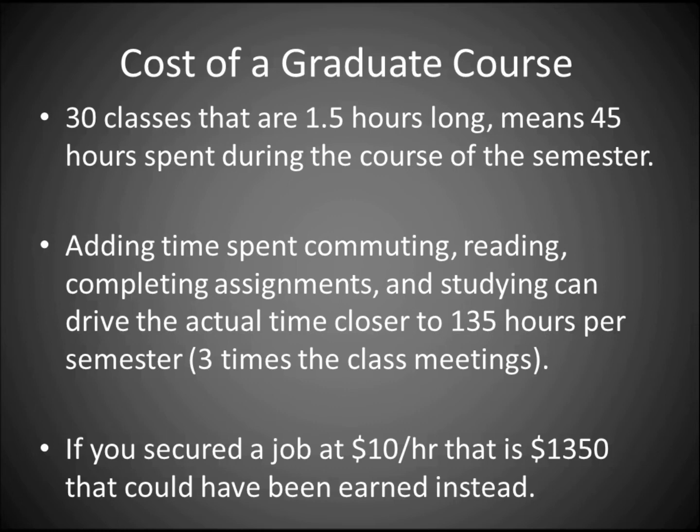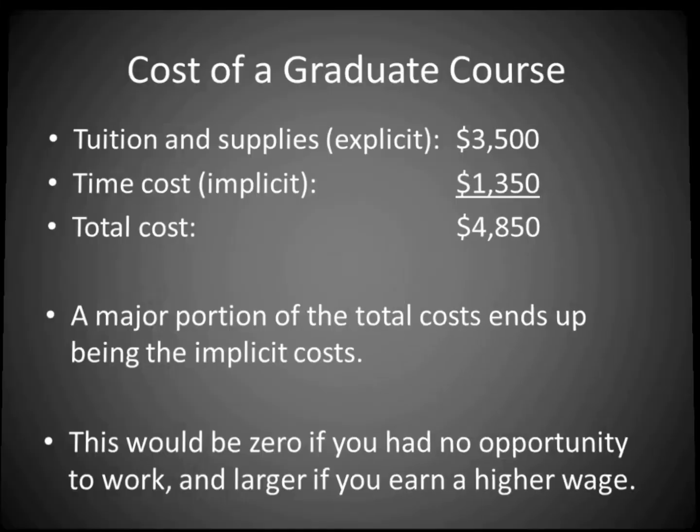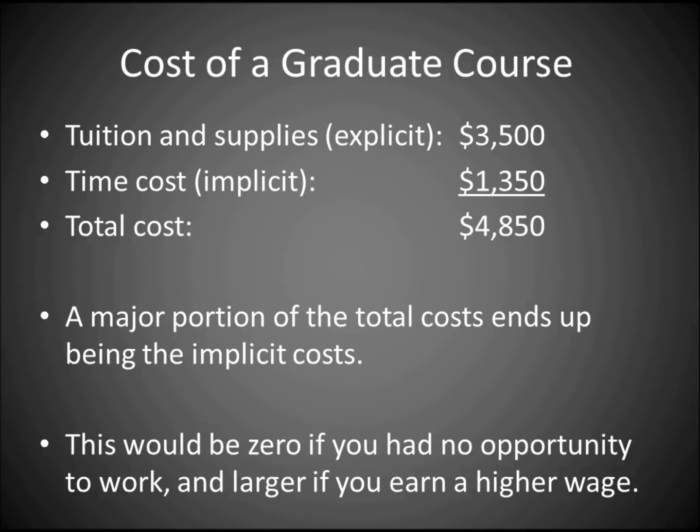And so let's say that that job where you were working $10 an hour is the most valued use of that time, the second best use to you, rather than taking this class. Then what you've given up is the ability to earn $1,350 during the semester. As an economist, that's something you have to include in the costs. So the total cost of a graduate course in the economics model will be those explicit costs, the $3,500, plus your time cost, your opportunity cost, $1,350, bring the total cost of the graduate course to $4,850.